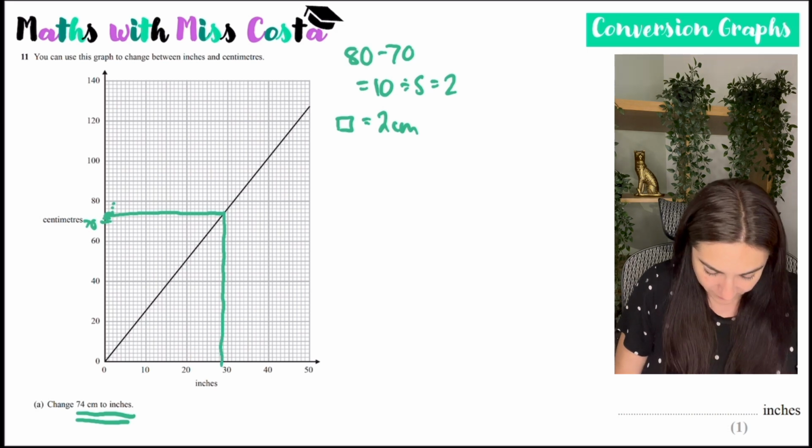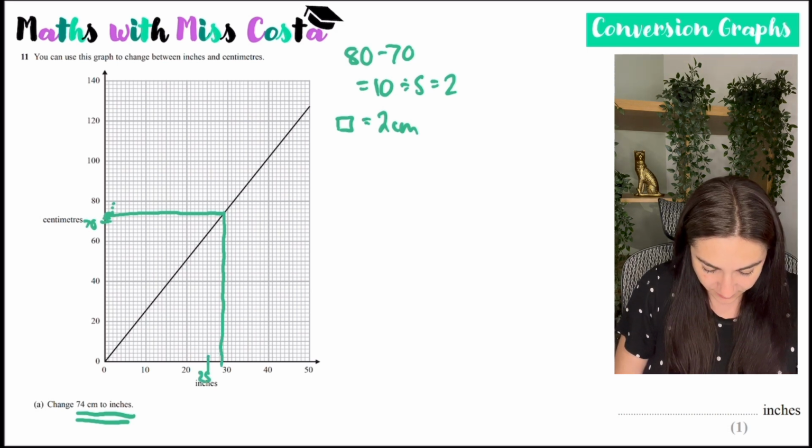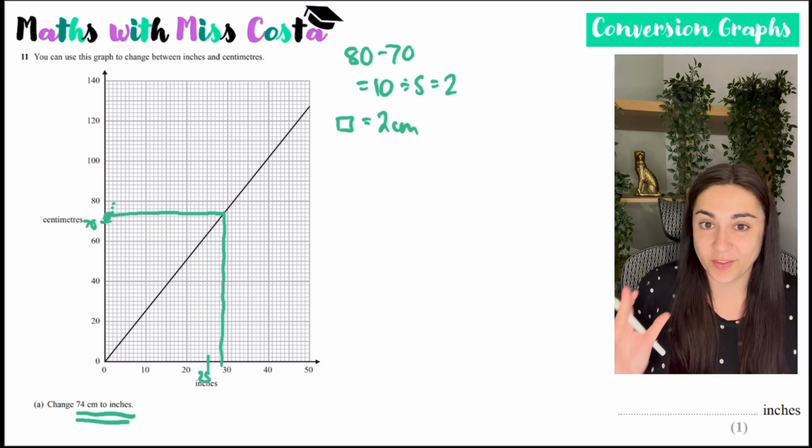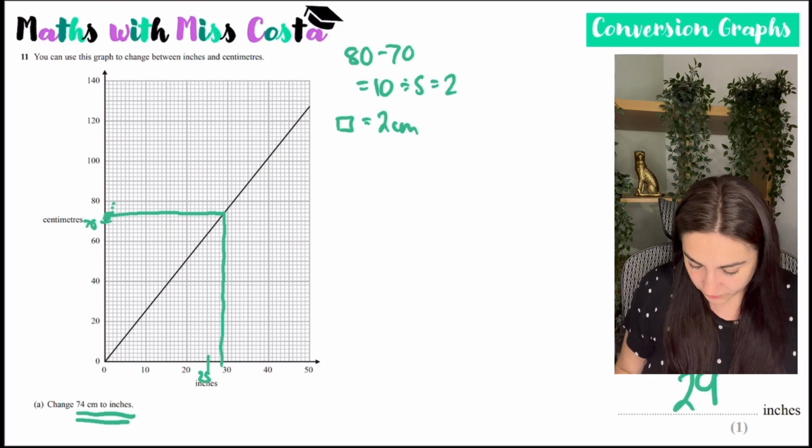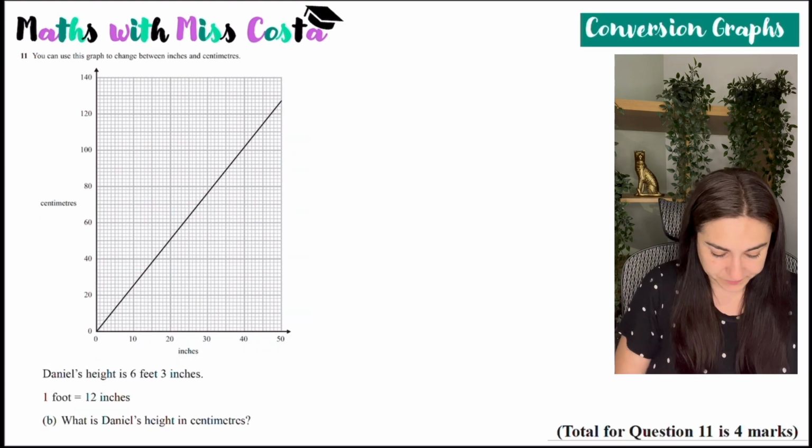And that takes me over here. So halfway is 25, and from 25 to 30, that's 5 squares. So each square is going to be 1. So that would be 29 inches.